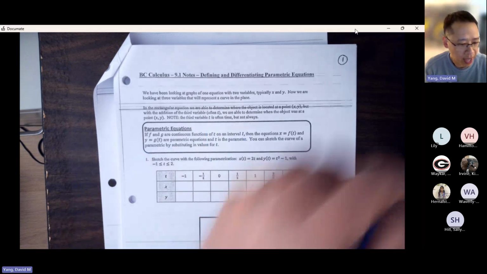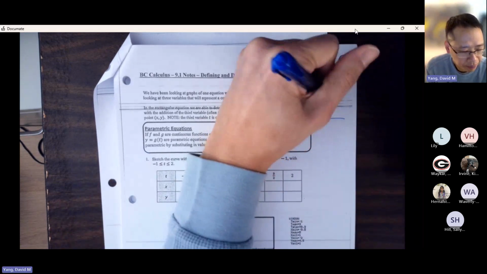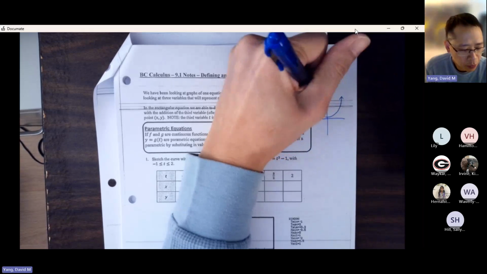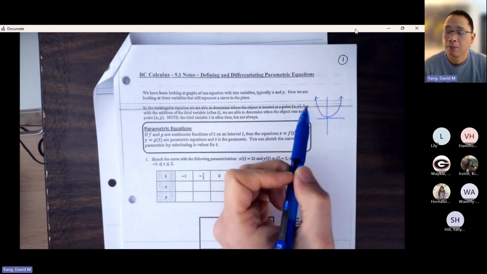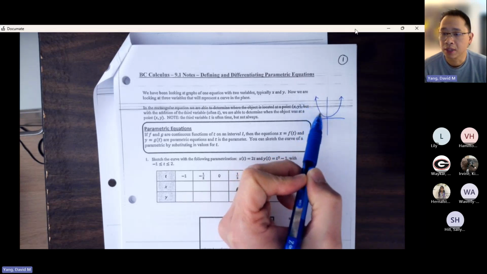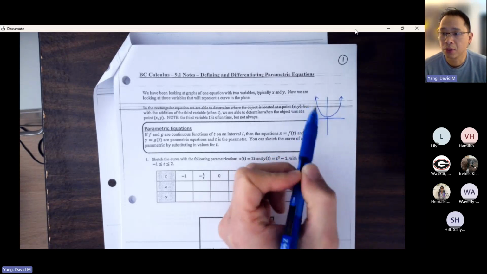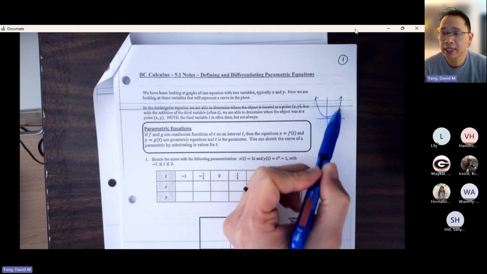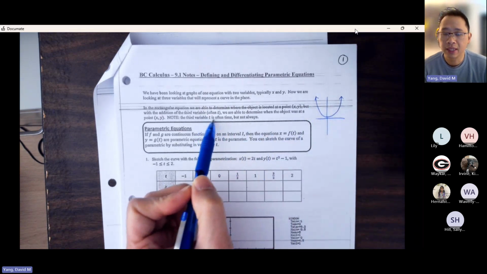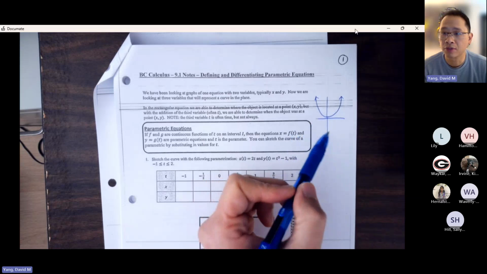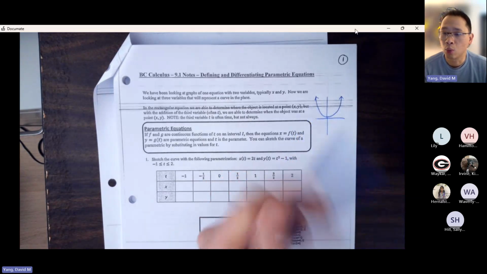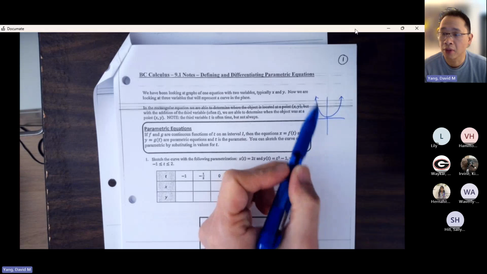So for instance, if we have a parabola, we know where all the points are, but we don't know how the graph is being generated. We don't know which direction it's moving in. So having that third variable t gives us additional information about how the graph is formed, or how the graph is drawn.